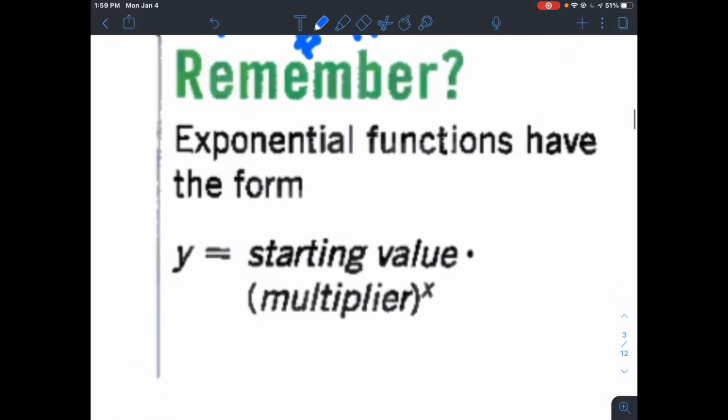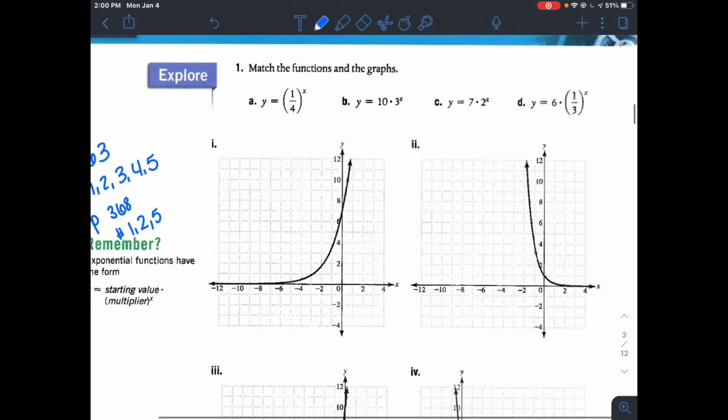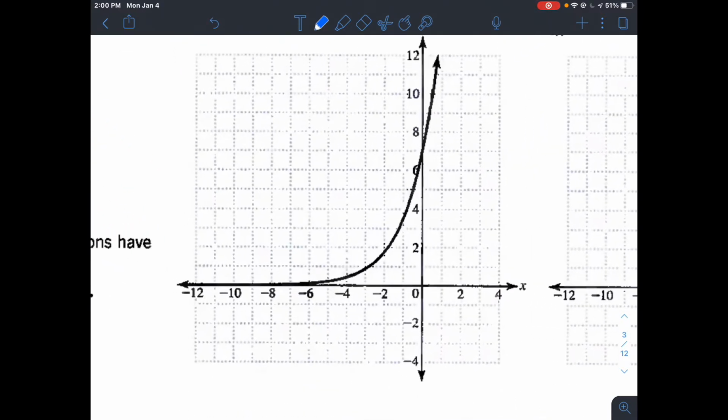So the important thing to remember is that exponential functions have the form y equals the starting value, which is your y-intercept, times the multiplier, which is kind of like your rate of change, how you get from one point to the next, and then to the power x. So I think the easiest way to do this, just showing you on this recording here, is to just do a few, and hopefully you catch on as I do the first couple of problems. So I'm going to take this first graph and do it that way. Instead of going A, B, C, D, I'm going to go 1, 2, 3, 4 for the graphs.